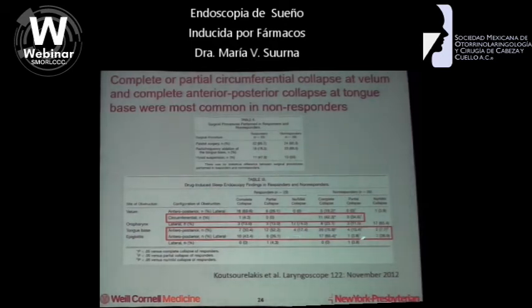What they found is a correlation between having a circumferential collapse at the velopharynx and having more anterior posterior collapse at the tongue base and epiglottis. Those were associated with non-responders, whereas responders were less likely to have those types of obstruction.